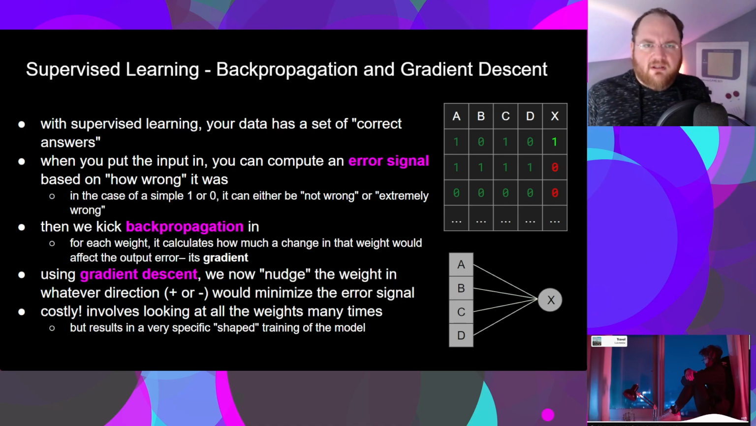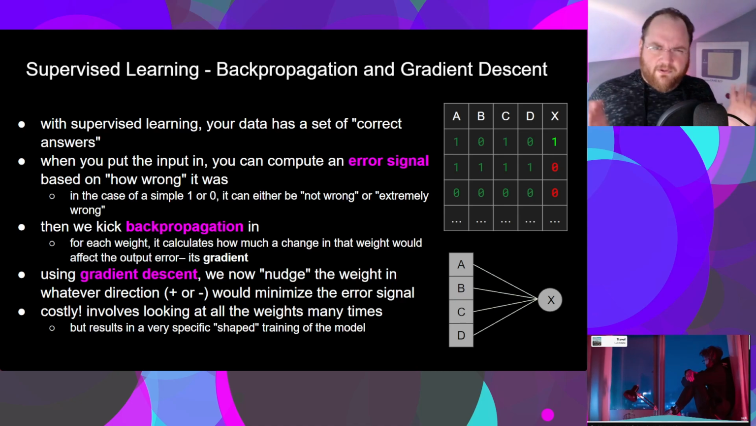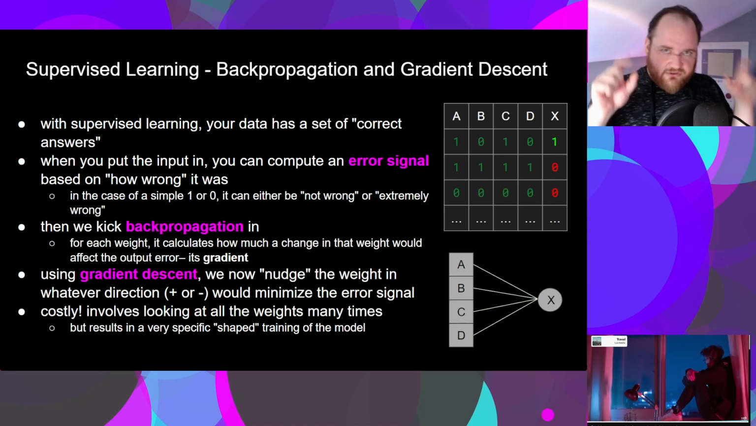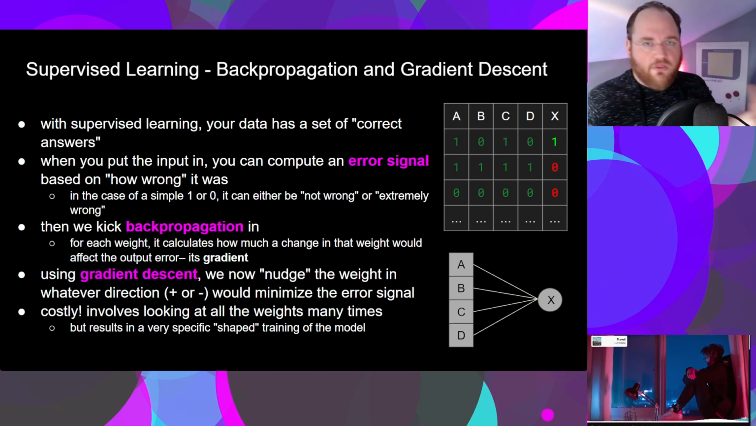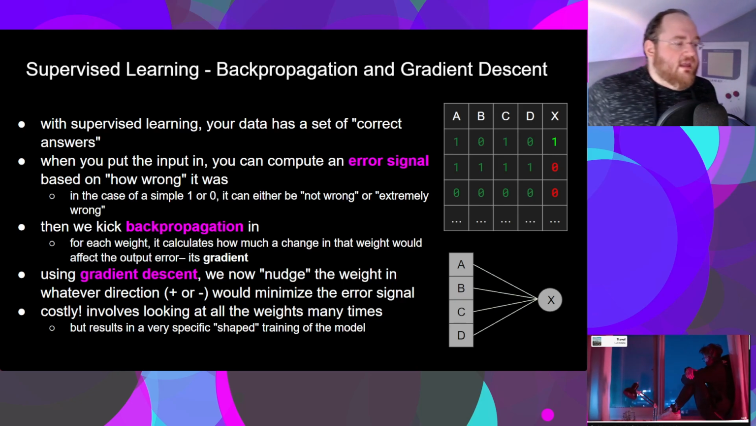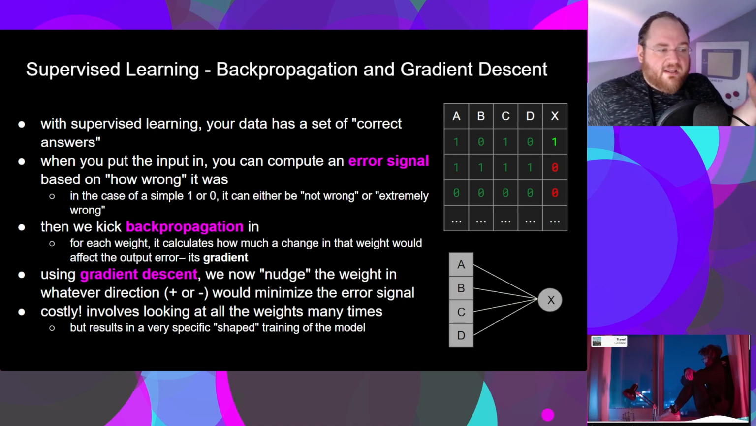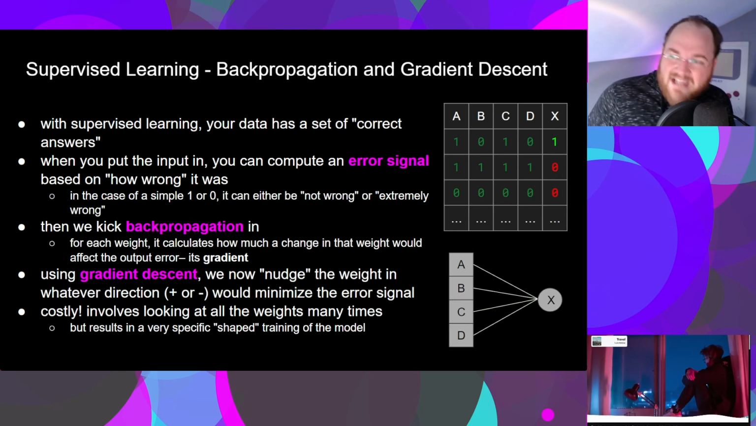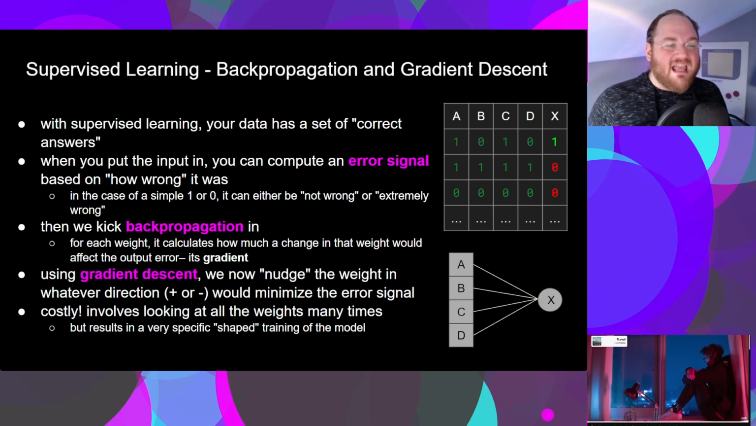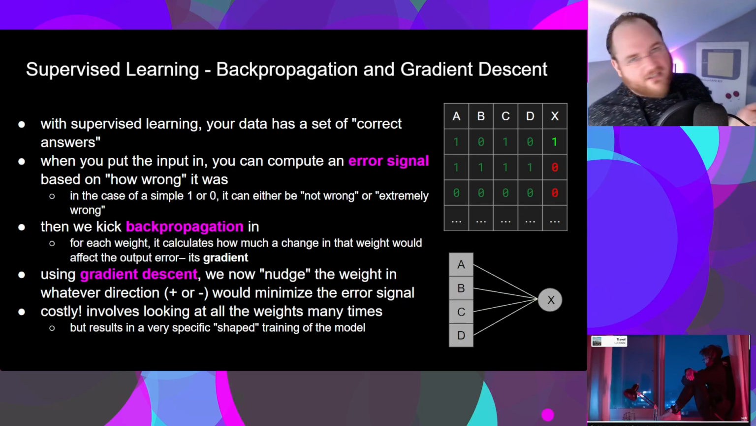We're keeping it simple in the simple case because, again, we're working with perceptrons that just do 1s and 0s. Again, there's other ways of doing this, but in the case of the simple 1 or 0, it can either be not really wrong at all or extremely wrong. It can be, hey, I got it right, versus I got it very unright, totally not right at all.